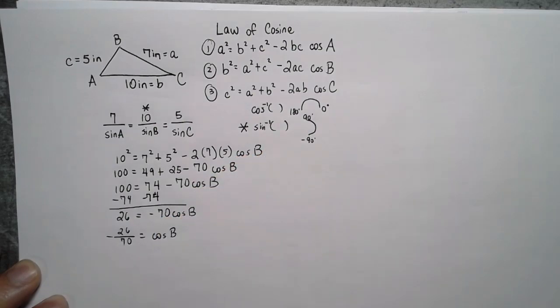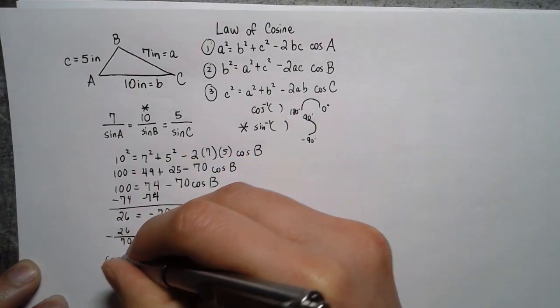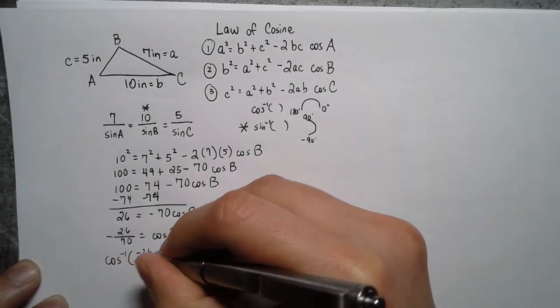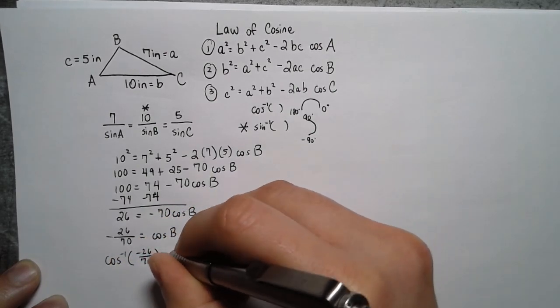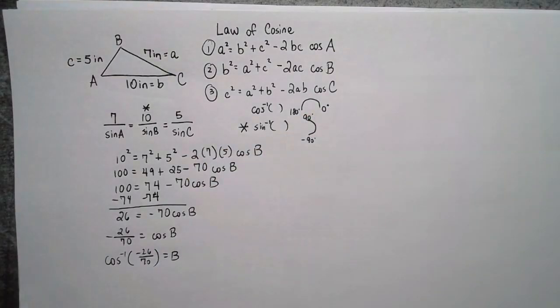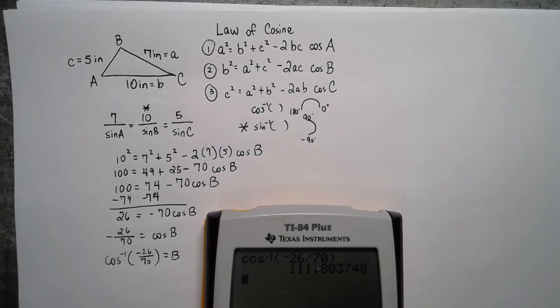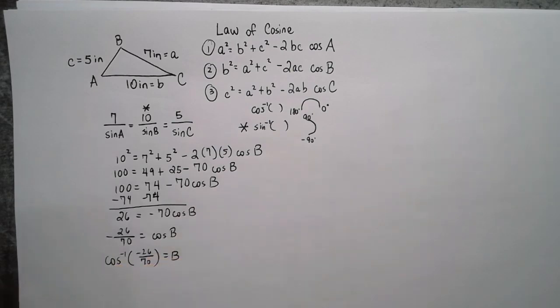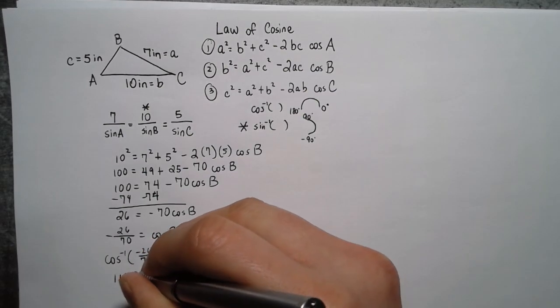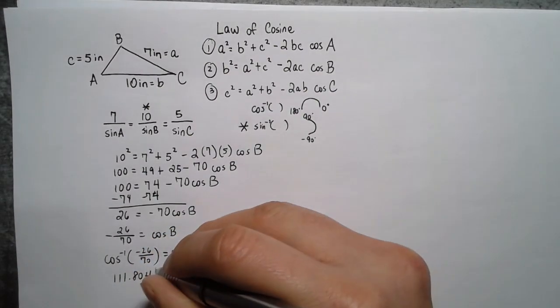And to get angle B by itself, you do arc cosine. And at this point, all you gotta do is plug it into the calculator. Make sure your calculator is in degree mode. And arc cosine negative 26 divided by 70. And from here, as you can see, the answer is 111.803, or 111.804 degrees if rounded correctly.